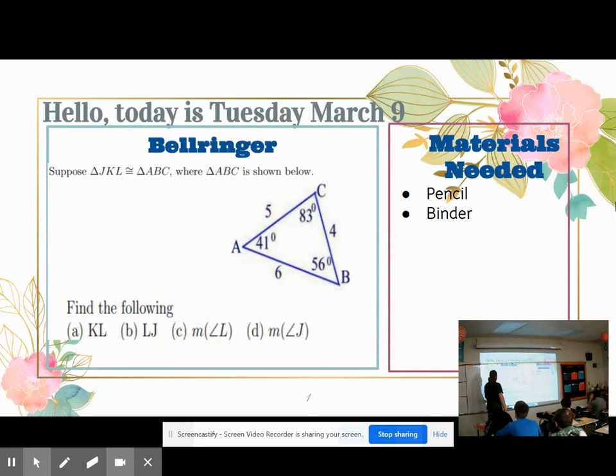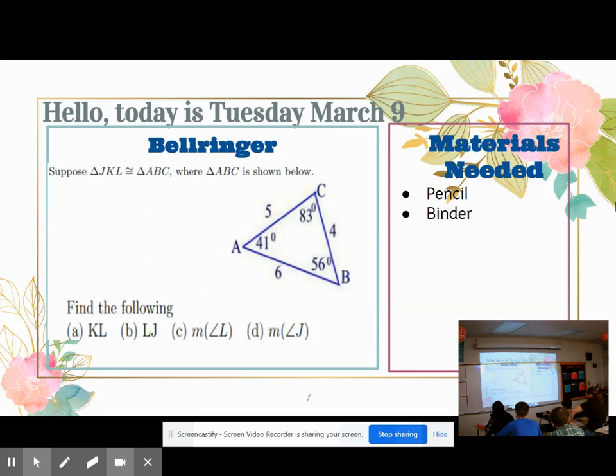Segment BC, and what's the length of BC? 4, so the length of KL would be 4. Okay. And then what about the length of segment LJ? What segment is it congruent to? It's congruent to CA, and what's the length of CA? 5. So that one would be equal to 5.